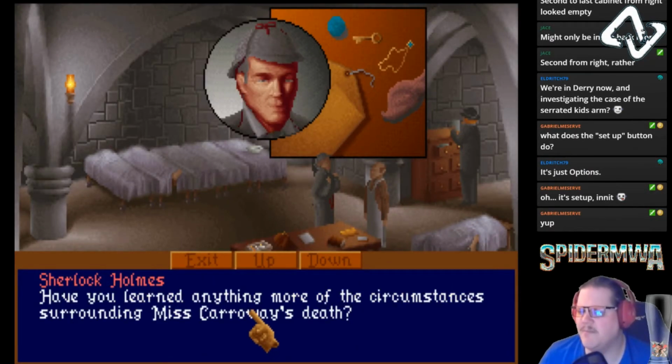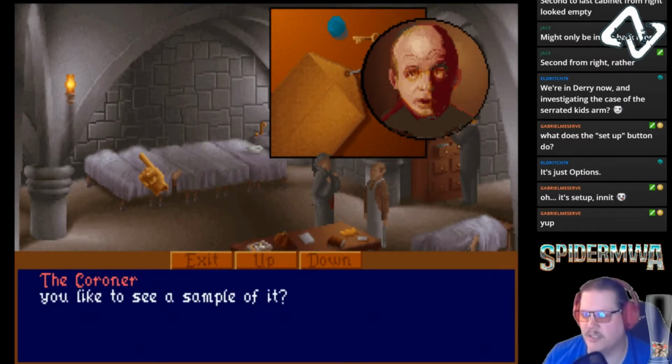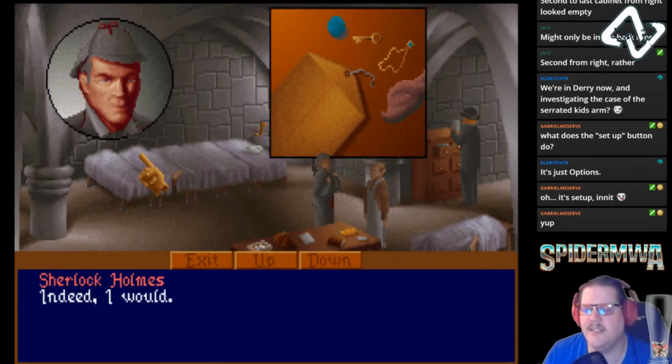Have you learned anything more of the circumstances surrounding Miss Caraway's death? Not really, Mr. Holmes. I did discover a trace quantity of a curious powdery substance on her coat. It doesn't look like cosmetic powder. My laboratory assistant won't be in until tomorrow, so it hasn't been analyzed. Would you like to see a sample of it? Indeed, I would.